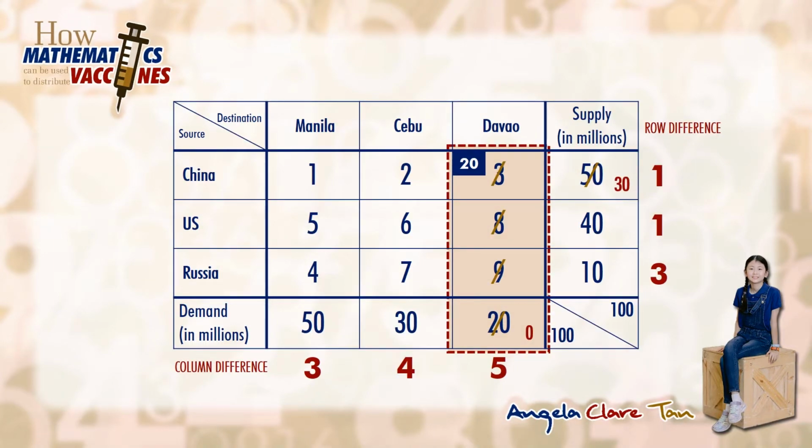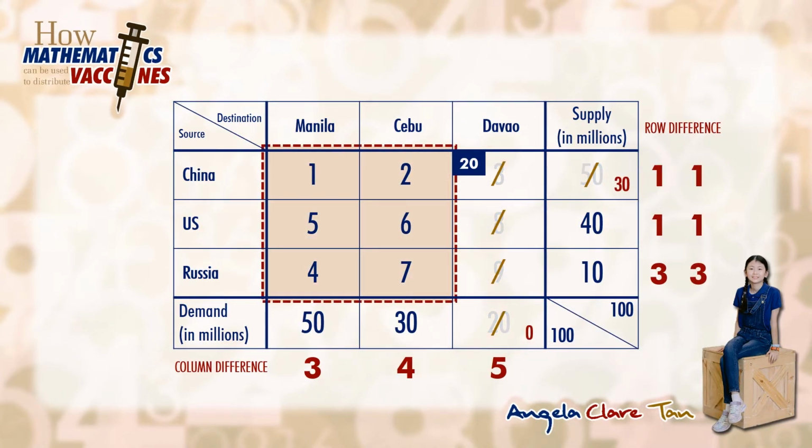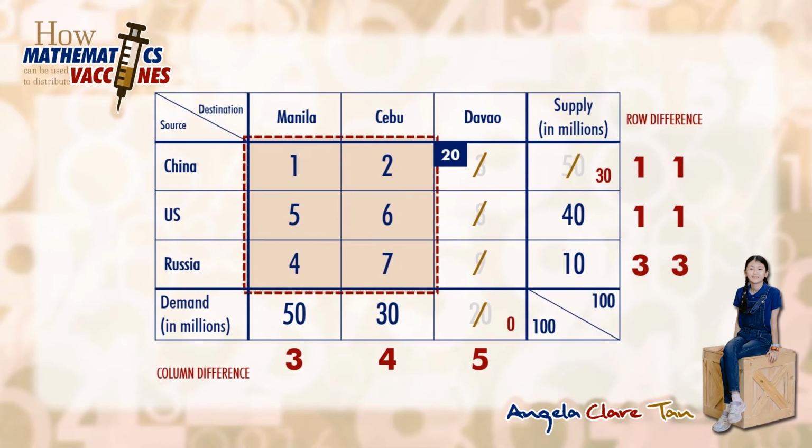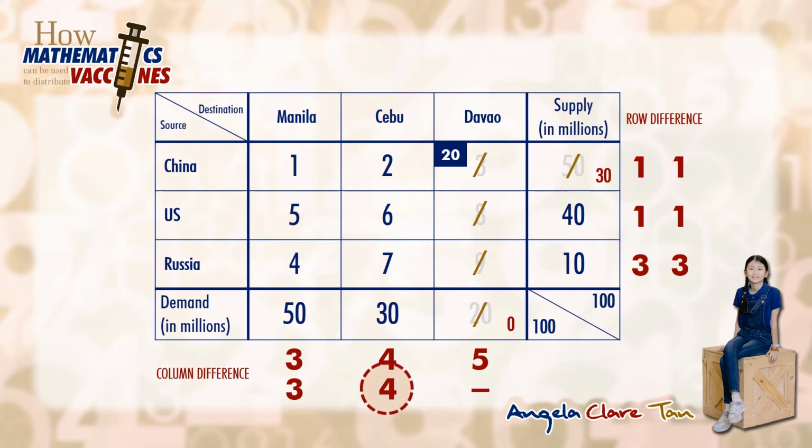From the remaining cells, find out the row difference and column difference. 2 minus 1 equals 1. 6 minus 5 equals 1. 7 minus 4 equals 3. 4 minus 1 equals 3. 6 minus 2 equals 4. Again, select the biggest number from the row and column difference. 4 is the biggest number, so we choose 4.